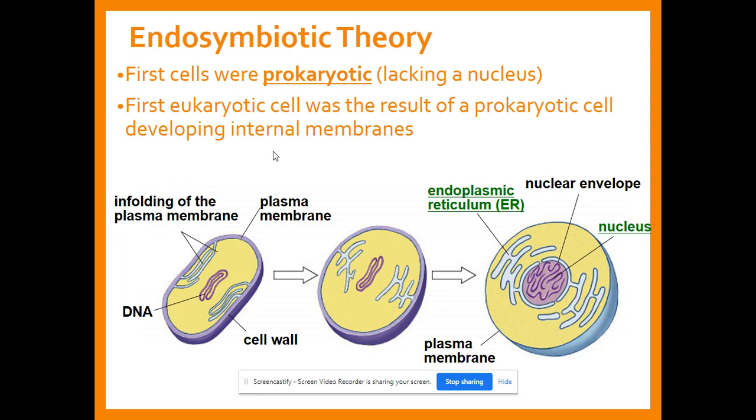As we move to the middle picture over here, those infoldings of the plasma membrane are pushing further in towards the cell. Our DNA is still not engulfed by anything. In our final picture, those infoldings of the plasma membrane have integrated fully into our cell. This is the precursor to organelles that we've talked about, such as the endoplasmic reticulum, and then what could become our nuclear envelope and nucleus, which would surround our DNA.